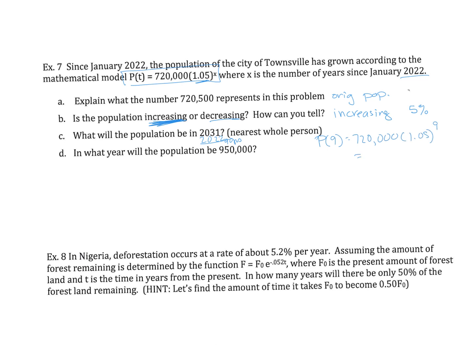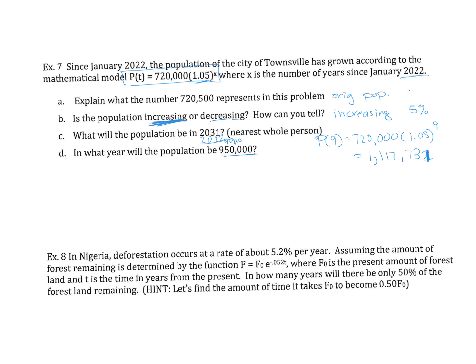You can plug that in your calculator. I think we're getting like 1,117,732 if you round up, or 31 if you don't round. So it's the nearest whole person. Probably should be 31, nearest whole person.